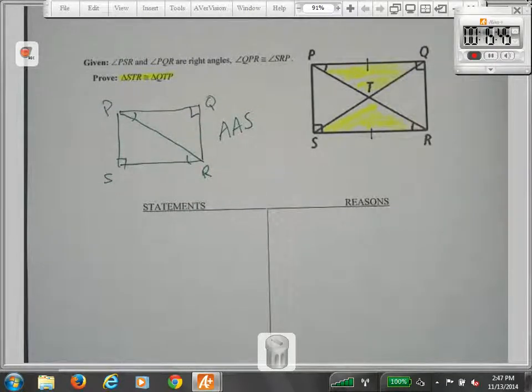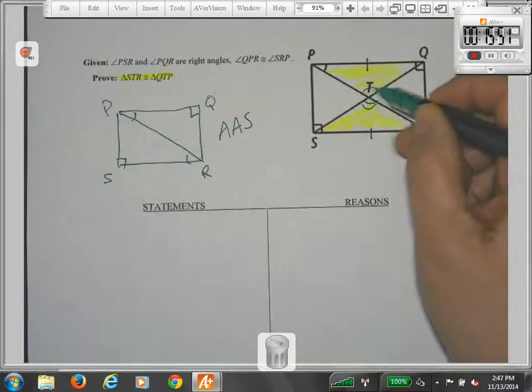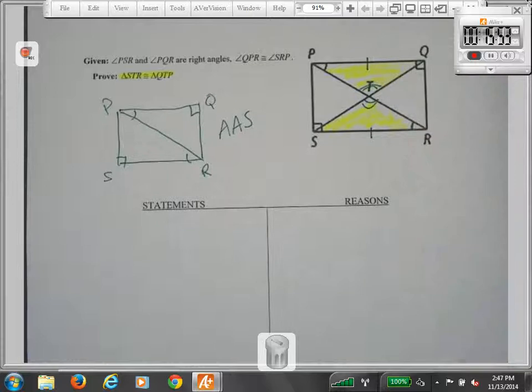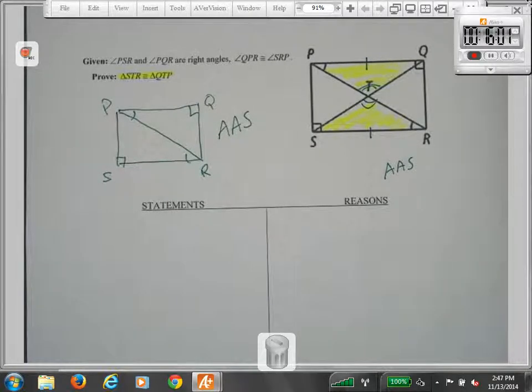Vertical angle. You know you have vertical angles, I agree. But what's the theorem? Angle, side, angle. Almost. Angle, side. Another angle, angle, side. So this one is a long proof. We're going to prove angle, angle, side twice. How do you know to do it twice?